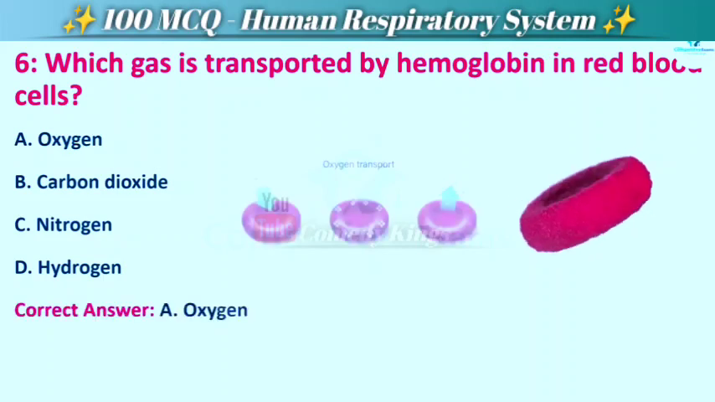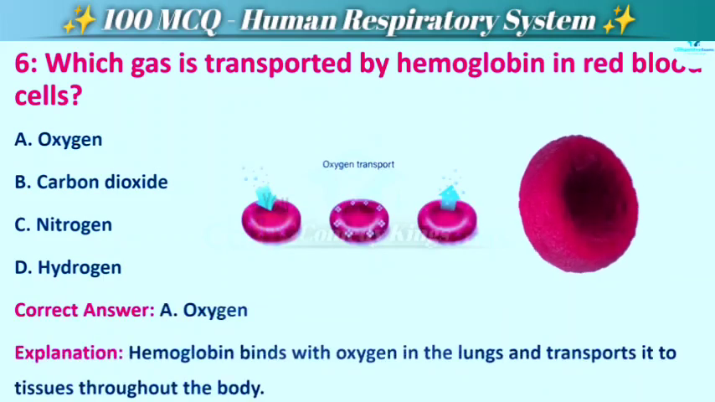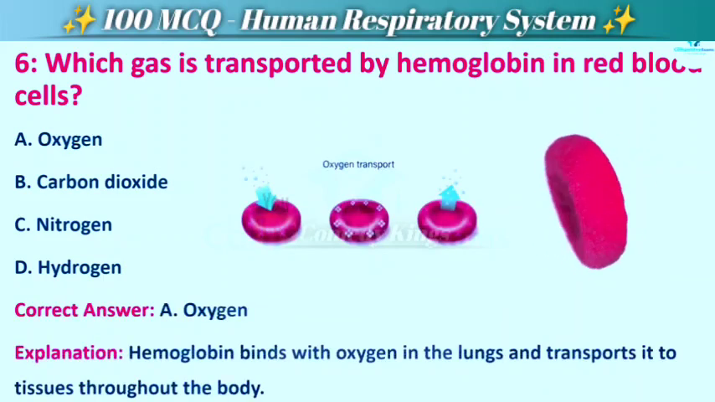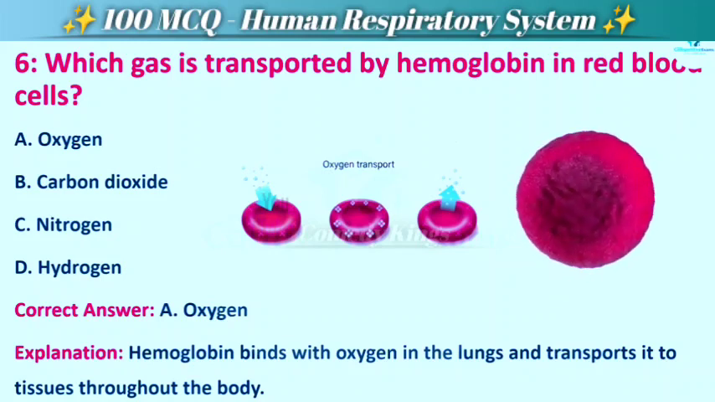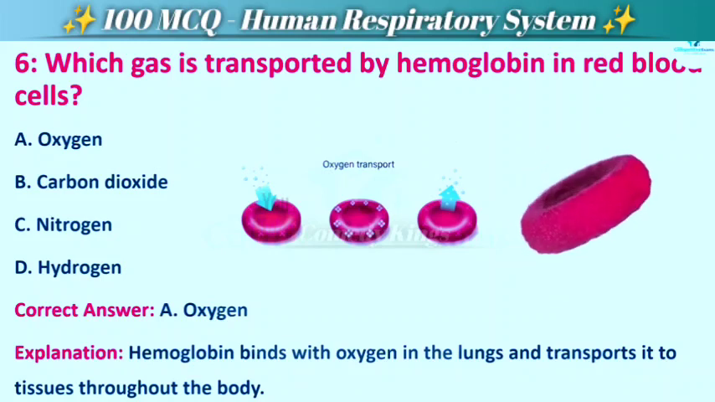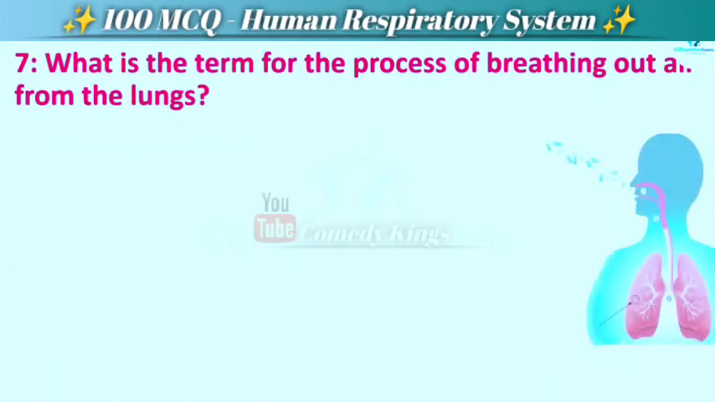The correct answer is A, that is oxygen. Hemoglobin binds with oxygen in the lungs and transports it to tissues throughout the body. Question number 7. What is the term for the process of breathing out air from the lungs?